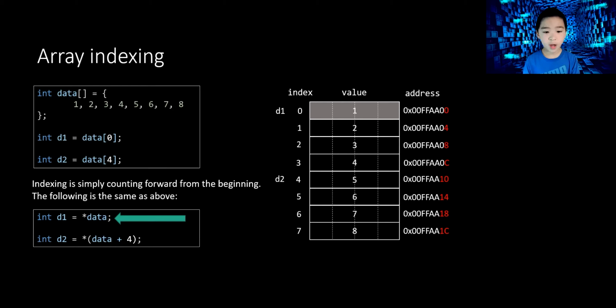Then the element 5 in the array will be assigned to D2 because we count 4 integers forward in memory, starting from the first element in the array. Keep in mind that the two statements at the bottom are the same as the two statements at the top.